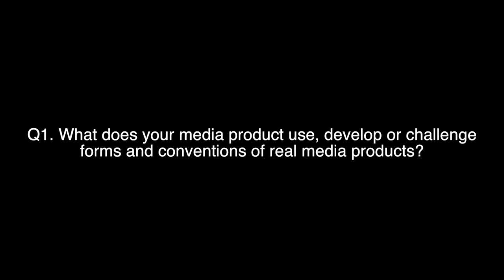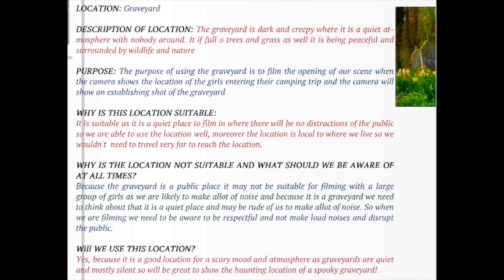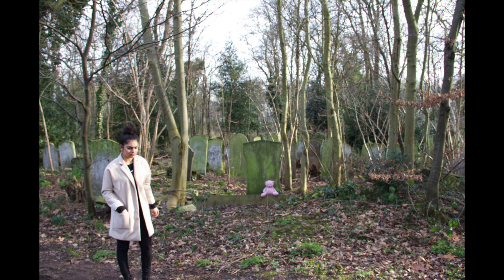Question 1. For our film, we use the convention of a scary location. For example, the film is set in an old graveyard. After doing our research, we found that most horror films are set in graveyards, haunted houses, mental asylums, or even schools. The graveyard gave off a scary atmosphere, letting the audience know straight away that it is a horror film. The setting clearly indicates to the audience that the film will include paranormal and supernatural activity.